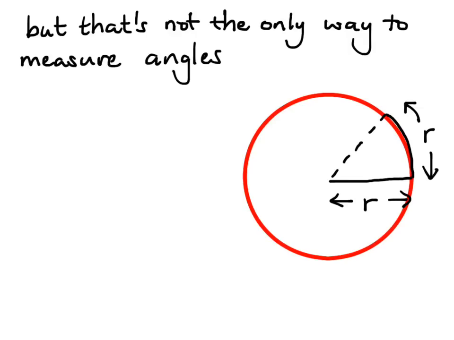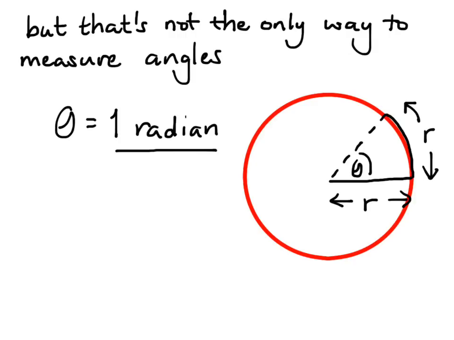And it wouldn't matter how big the circle was, that angle in the middle, theta, would always be exactly the same size. So this is a very straightforward and logical way of defining a section of a circle, a particular angle. And when this is the case, we've got r for the radius and r for the arc, then that angle in the middle is defined as 1 radian.